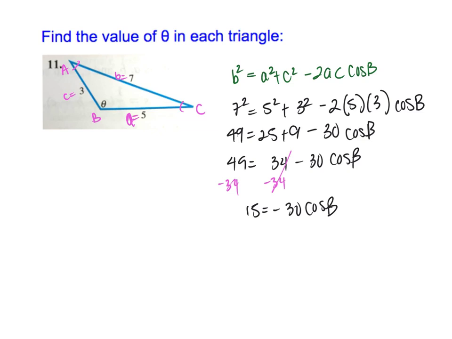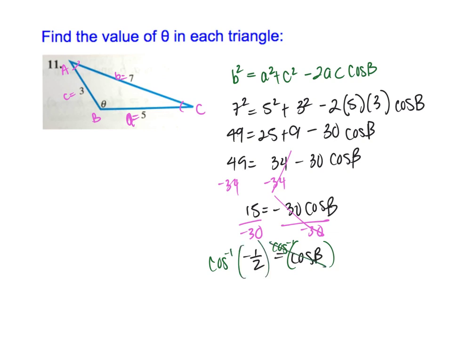So from here, I'm going to divide by negative 30 to get rid of this negative 30 on the cosine. And so this gives me cosine B equals 15 divided by negative 30, which reduces to negative 1/2. So if I find the inverse cosine of negative 1/2, then I'll get my answer. So B here is the inverse of cosine of negative 1/2, which is equivalent to 120 degrees.